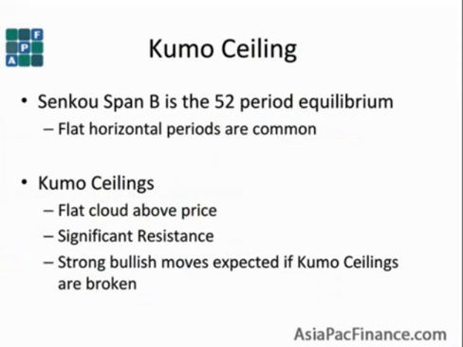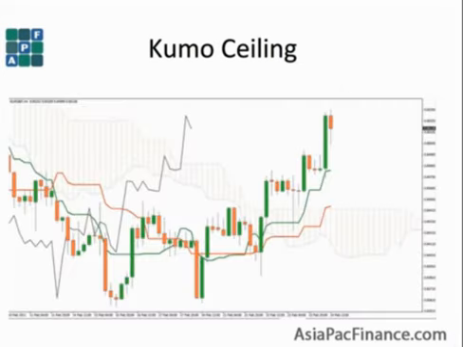Opposite to the Kumo floors, they offer significant resistance, with strong bullish moves expected if the Kumo ceilings are broken. Let's look at an example. In this chart, we see the flat tops of the clouds, known as Kumo ceilings. The Kumo ceilings were effective in keeping prices below the cloud, and when prices finally broke through the ceiling, a strong bullish move was evident.